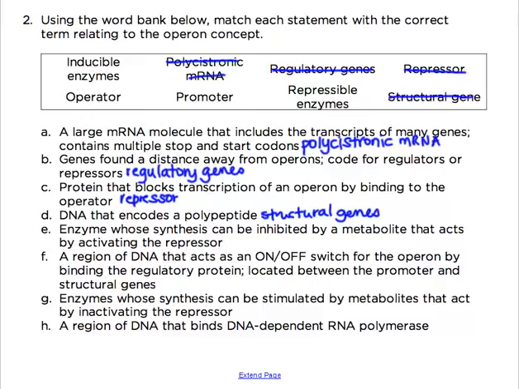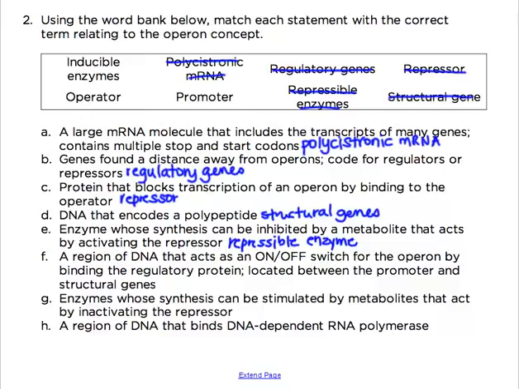E. Enzyme whose synthesis can be inhibited by a metabolite that acts by activating a repressor. This is a repressible enzyme. Okay, and the reason for that is that it can be inhibited, and that's how you know it's repressible.